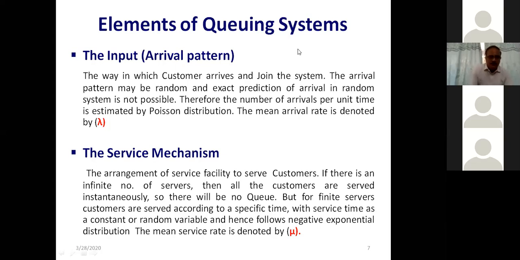So basically, this particular queuing model is not a deterministic model, but in fact it follows some distributions. Therefore, the number of arrivals per unit time is estimated by some distribution. It is the Poisson distribution. It is given.